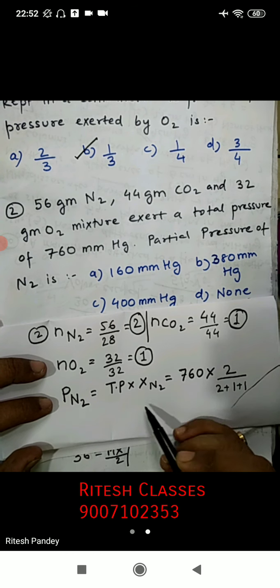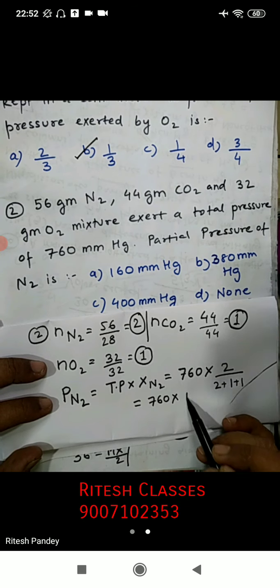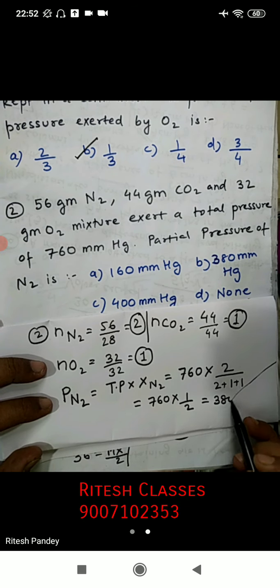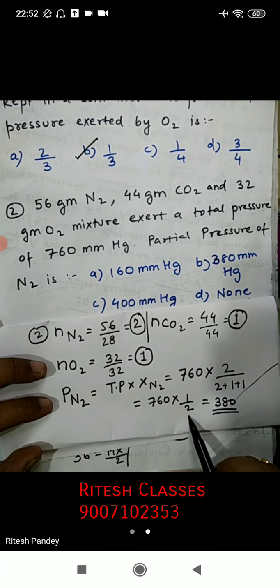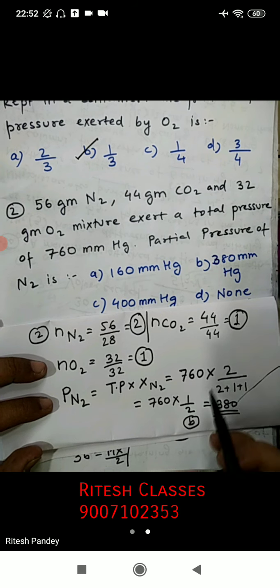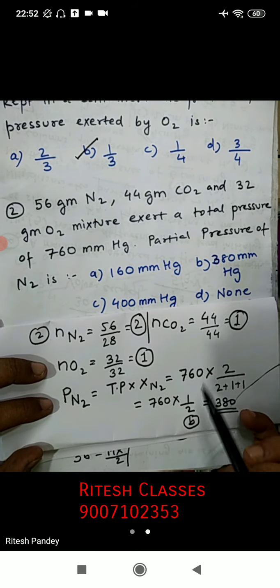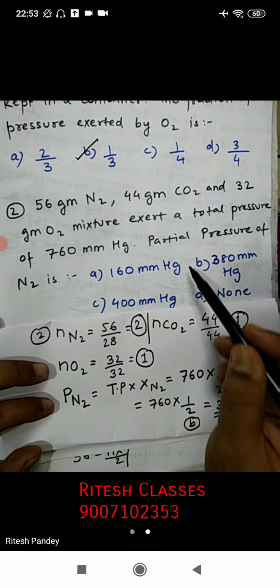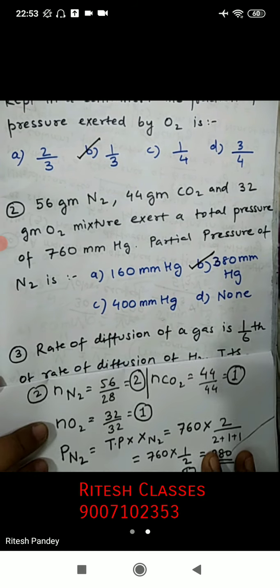2 by 4 is 760, into half, and this will be 380 millimeter of mercury, which again is option B. So you can look at the question. You will want to attempt it on your own first, then look at the solution. Simple as it looks, option B looks right. 380 millimeter of mercury, option B is right.